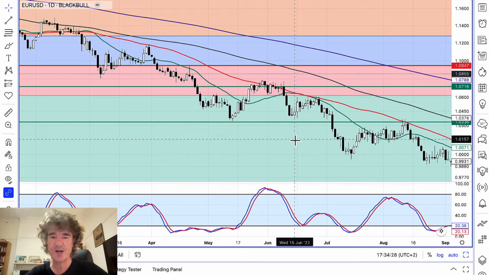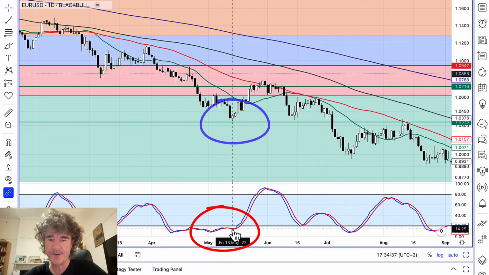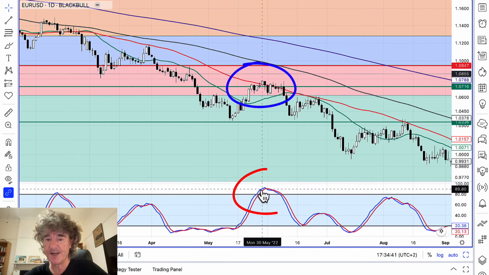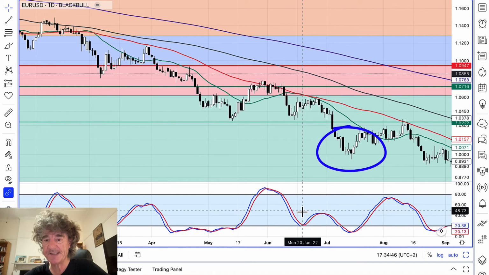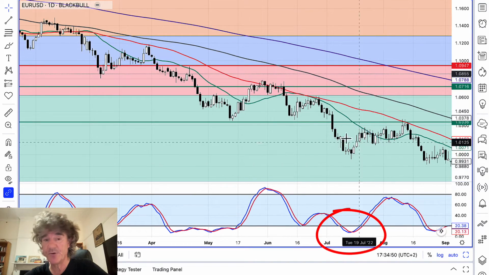If you have a look at this chart in front of you, this is the Euro US dollar day chart. You can see when we reach a low point on the chart, we get an oversold stochastic. When we reach a high point on the chart, we get an overbought stochastic. We get a low point on the chart, oversold stochastic, low point on the chart, oversold stochastic, and so on and so on.